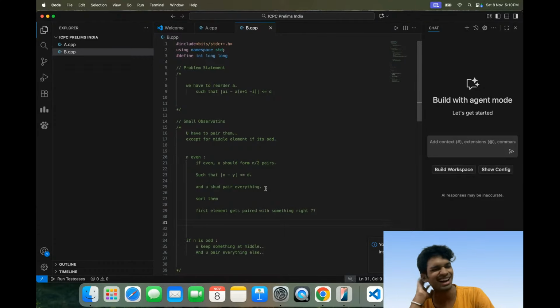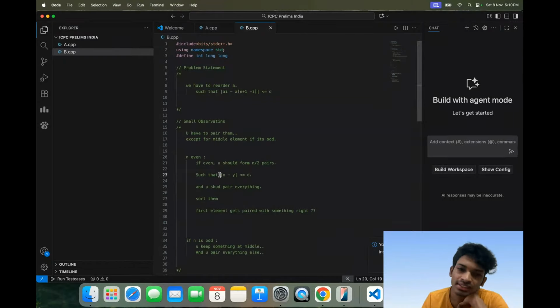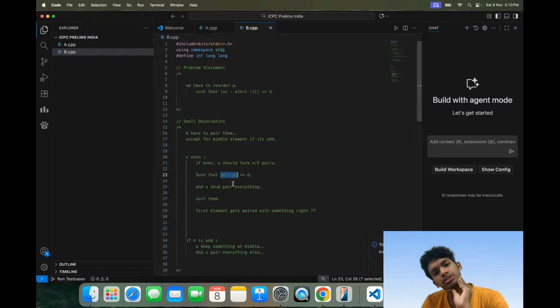Like I'm trying to just, okay, sort them. We have to minimize... Okay, we have to pair them such that the maximum among these is minimized. I'm complicating it, but I get it.